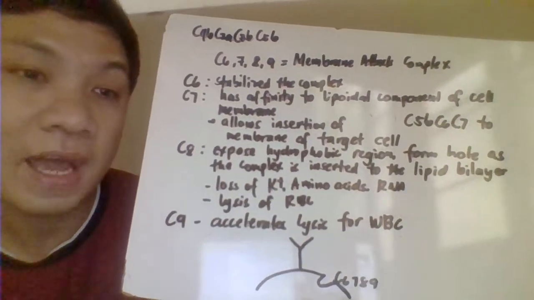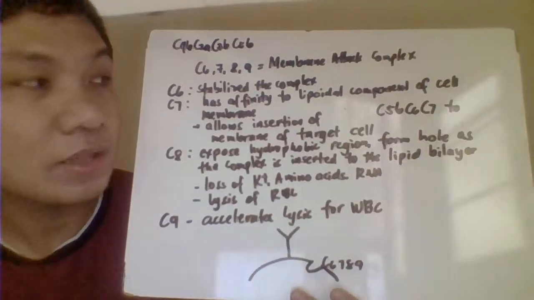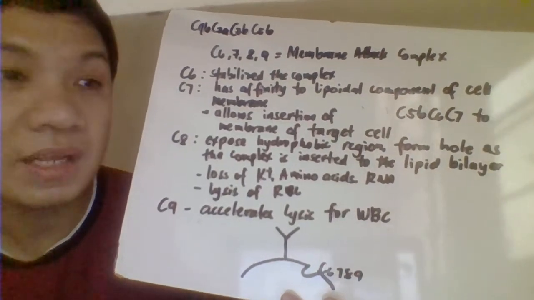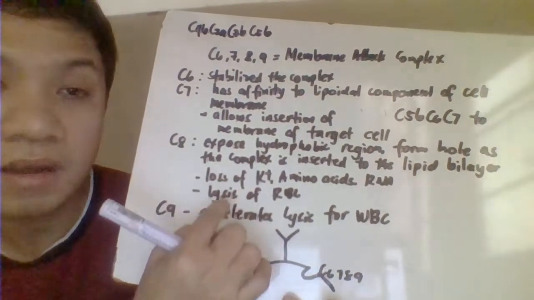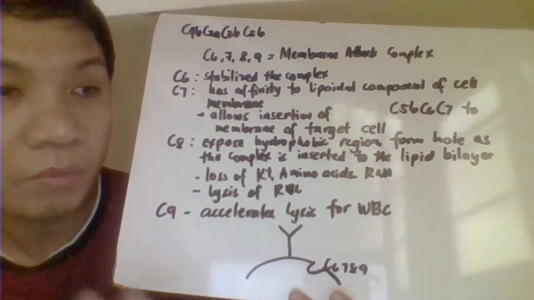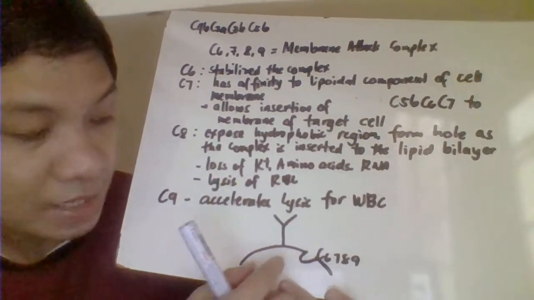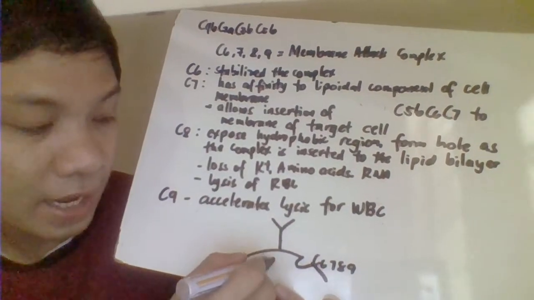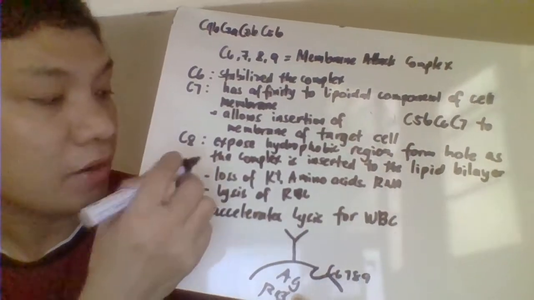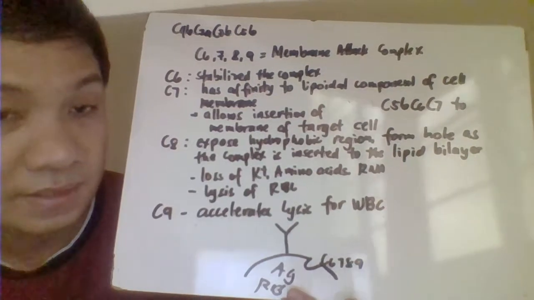And the C8, on the other hand, tries to hydrolyze the hydrophobic component of the cell membrane. It also tries to create a hole, or butas. Because of the hole, it eventually results in the loss of your potassium, amino acid, RNA, and accumulation of your water and sodium, eventually resulting in cell lysis. If for example your antigen is attached to our RBC, activation up to your C8 can already result in cell lysis.